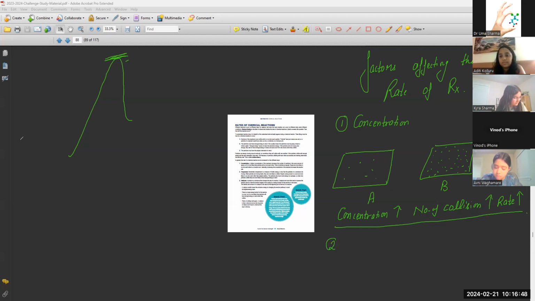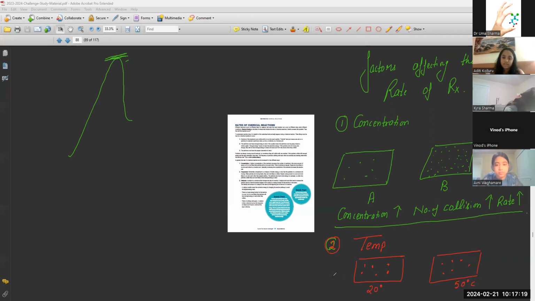Temperature, you people are going to explain to me. I'm not going to do anything for you for the temperature. I'm going to give you two containers only. There are two containers again, A and B, but this time the concentration is the same. 1, 2, 3, 4, 5, 6. 1, 2, 3, 4, 5, 6. This container is at 20 degrees Celsius. This container is at 50 degrees Celsius.